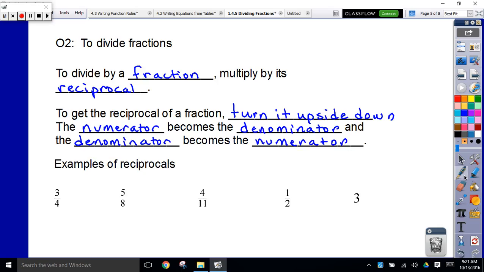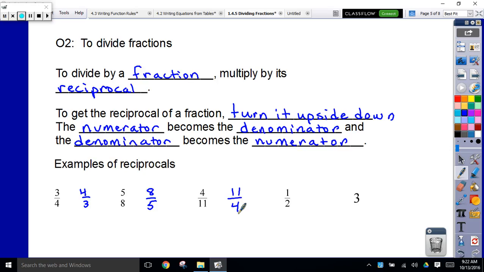Okay, so some examples. The reciprocal of 3/4 is just 4/3. We just put the 4 on the top, and we put the 3 on the bottom. Brian, what would the reciprocal of 5/8 be? Good. 8 over 5. Actually, I'm not going to put an equal sign because that's implying that those two fractions are equal, which they're actually not. So, not putting equals there. Okay, what's the reciprocal of 4/11ths? Keelan? 11/4. Good.